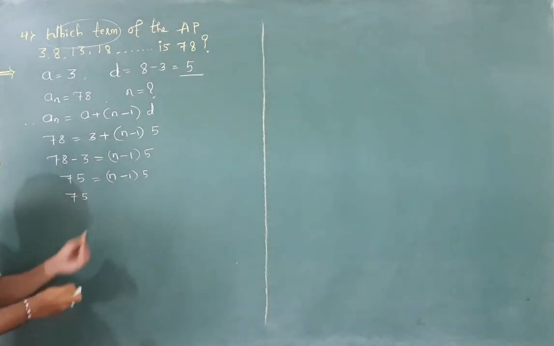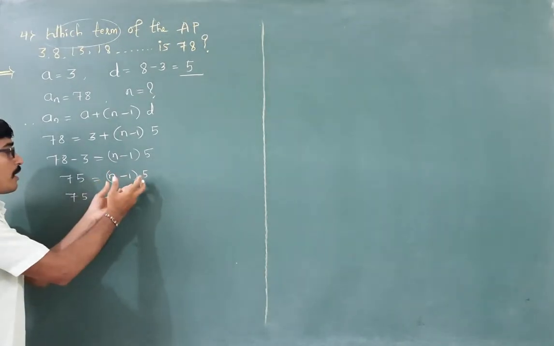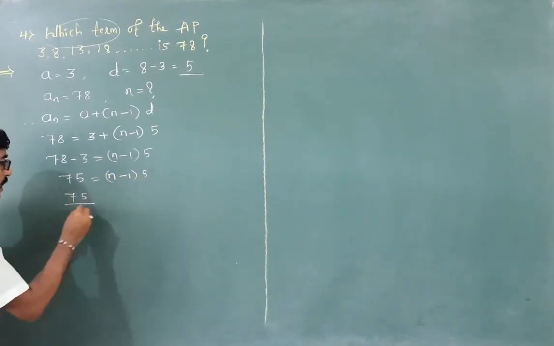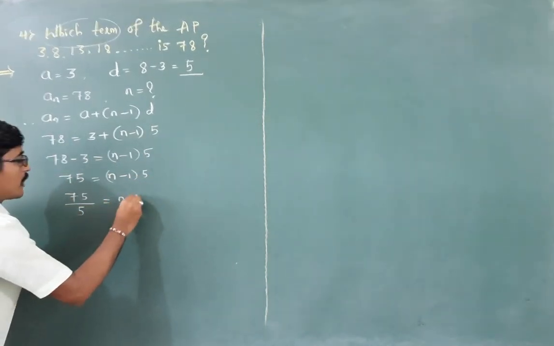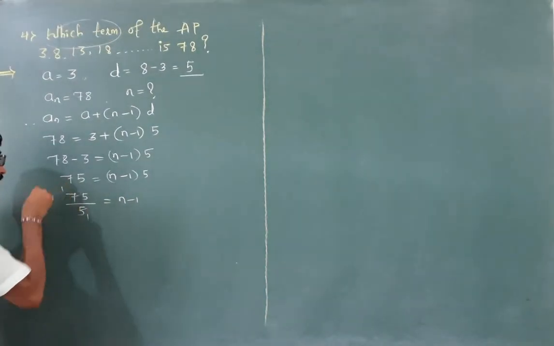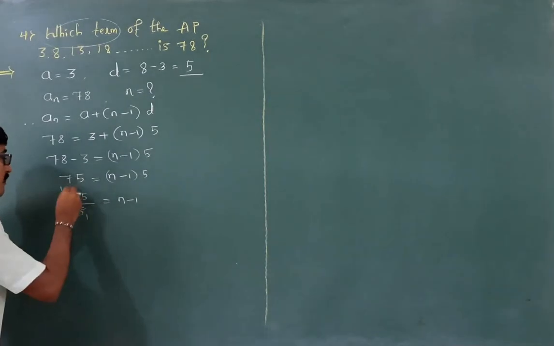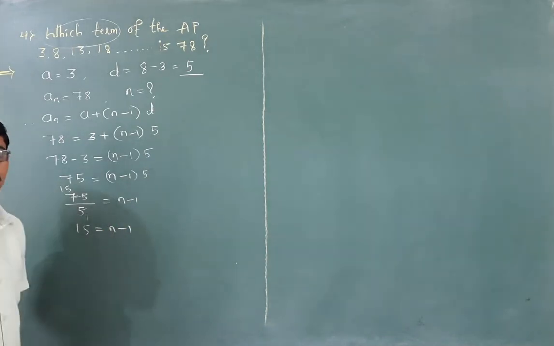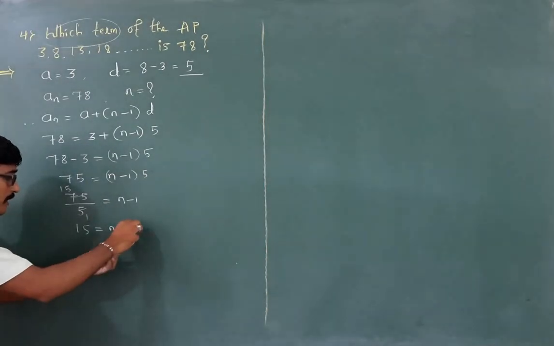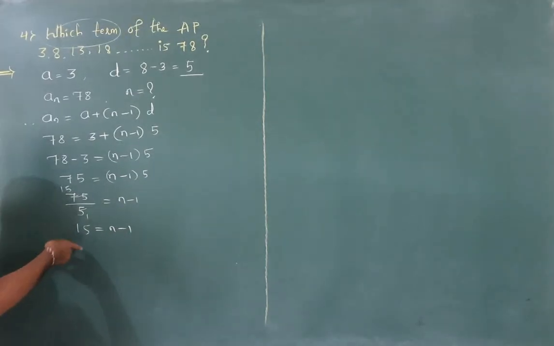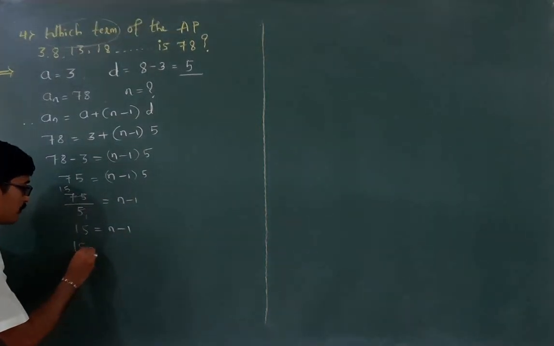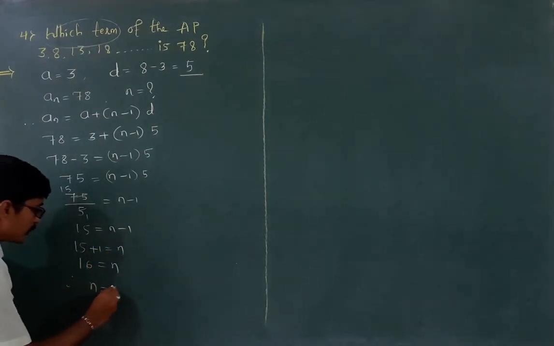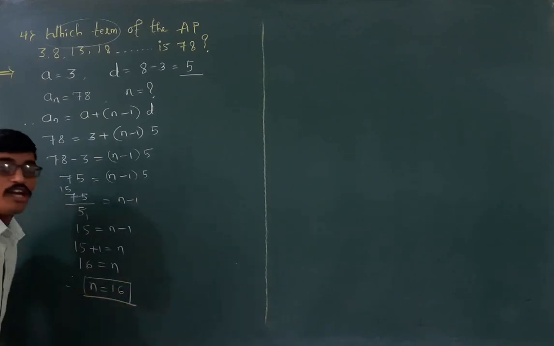So 75 here, on the RHS side n minus 1 into 5 is multiplication. When it comes to the LHS side it becomes division. 75 divided by 5 is equal to n minus 1. Here 5 ones are 5, 2 remains. 25, 5 fives are 25. So 15 is equal to n minus 1. We want only the n value. Then here minus 1 comes to the LHS side, it becomes plus 1. 15 plus 1 is equal to n. 16 is equal to n. Therefore, n is equal to 16. This is the value of n.